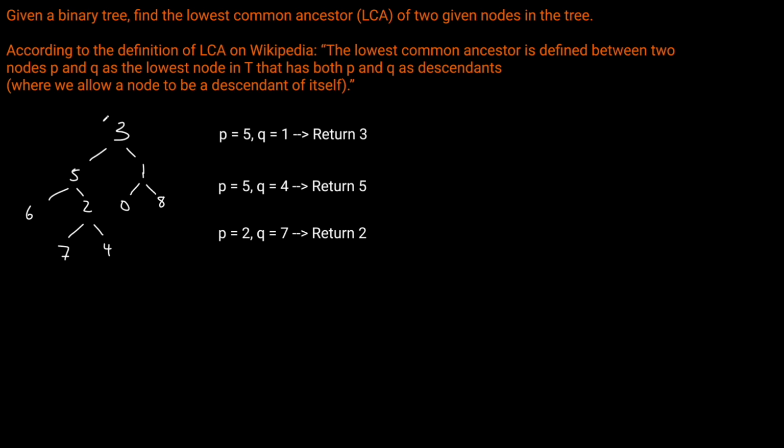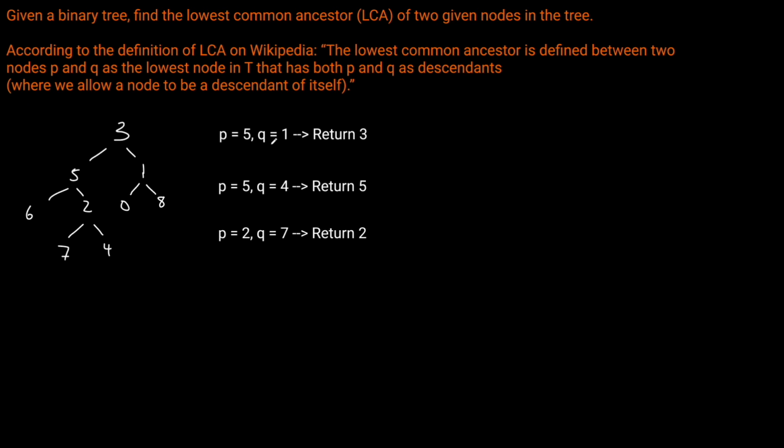What we want to do is a depth first search through our tree, and we're going to start at the root, and we're going to check, okay, can we reach the P or Q from this node? And what we're going to do is check whether or not the current node equals P or Q. If it does, then we can return that node to the parent. So let's do this example.